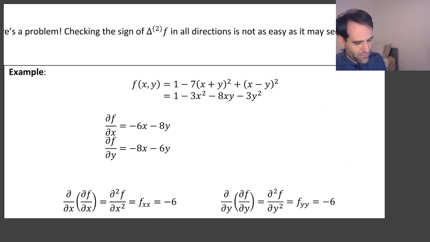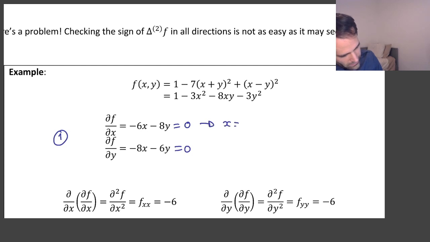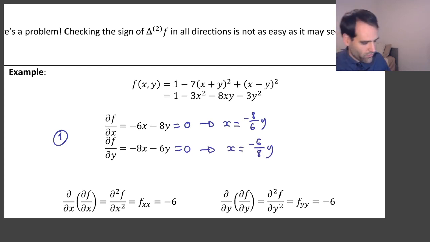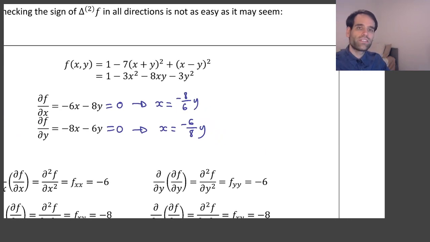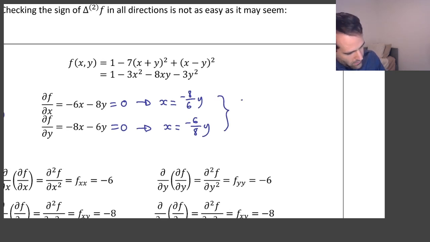So consider this function. This is a very simple function, f of x, y equals 1 minus 3x squared minus 8xy minus 3y squared. So first step, we calculate the first order partial derivatives. So here they are calculated, okay? So we equate them to 0 in order to find the stationary points. So from the first equation, we find that x equals minus 8/6 of y, and from the second equation, we find that x equals minus 6/8 of y. So these two equations must be solved simultaneously, and the only solution to these two equations is that both x and y equal 0.